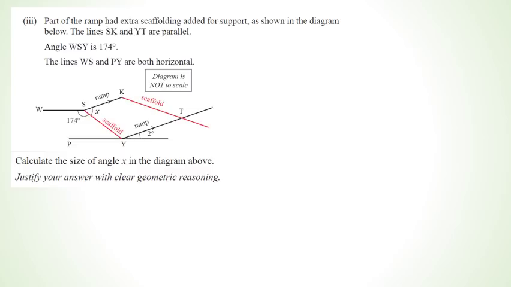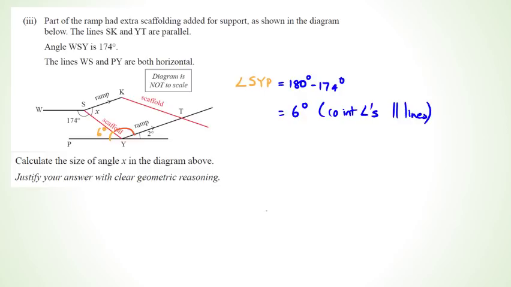Okay, so in this question, you've been asked to figure out what x is. So the first angle I'm going to figure out is this one here. I'm going to call that angle SYP. The angle SYP is equal to 180 degrees minus 174 degrees, which means that's going to equal 6 degrees. Now that's because they are co-interior angles in parallel lines. So what I've done is I've just worked out that 6 degrees. The next angle I'm going to work is this orange one, which happens to be angle SYT. So SYT is going to be 180 degrees minus 6 degrees minus 2 degrees, which means that's equal to 172 degrees. And that's because they are angles on a line.